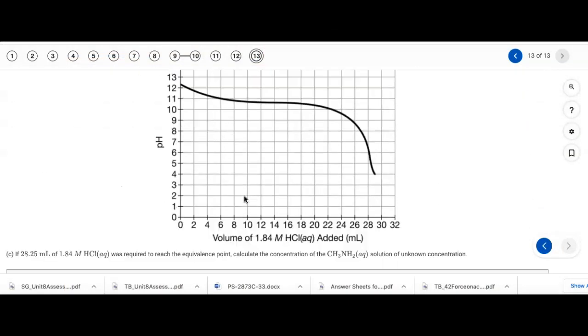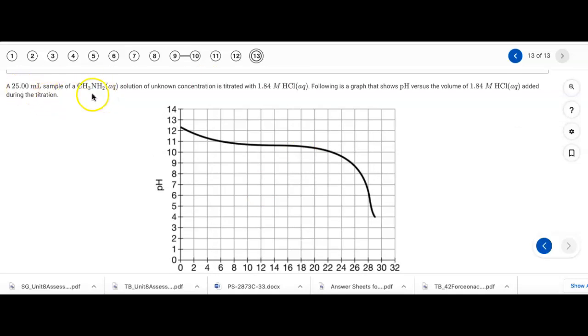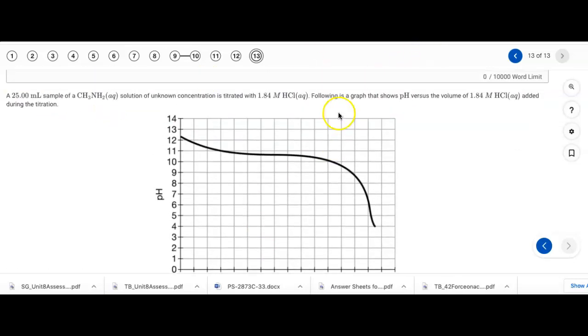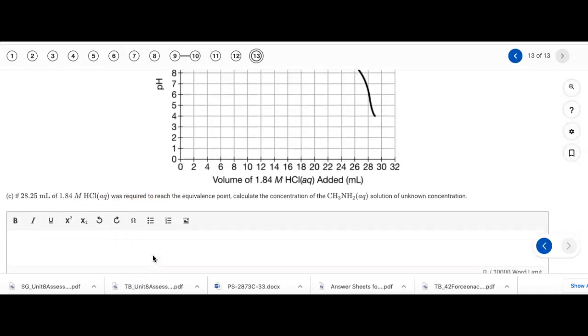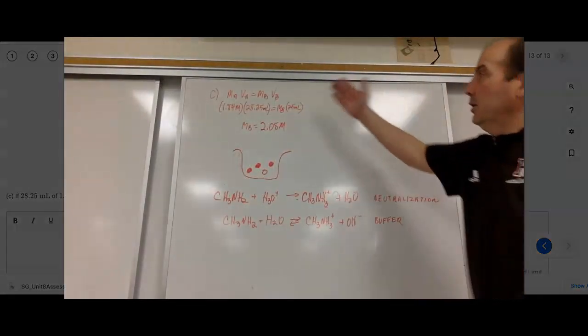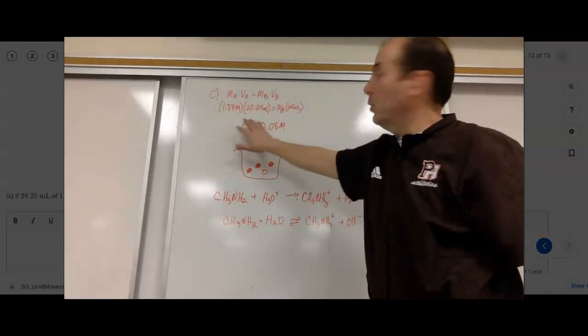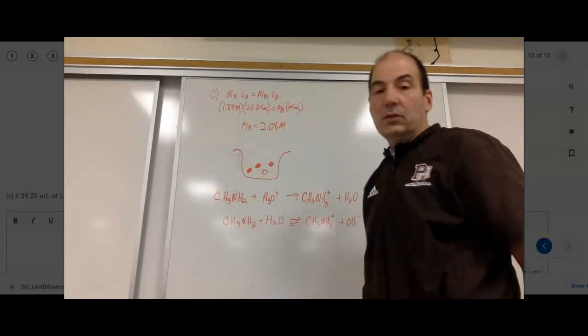C. All right. So in part C, we're looking at this titration curve. We're told that we had 25 mils of the base with 1.84 molar HCl, and very specifically at the equivalence point, we're using just over 28, so we're at 28.25 milliliters of the acid. We want to know the concentration of base. Well, at the equivalence point, MaVa equals MbVb. Okay, 1.84 times 28.25 milliliters equals Mb times 25 milliliters. When we multiply and divide out, we get 2.08 molar.